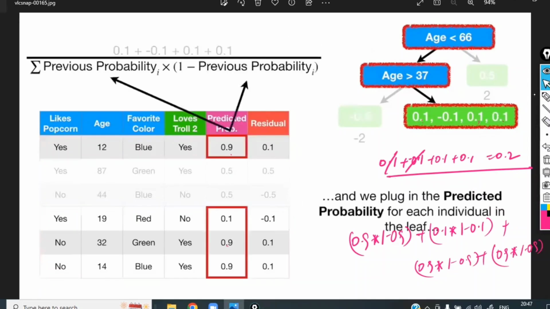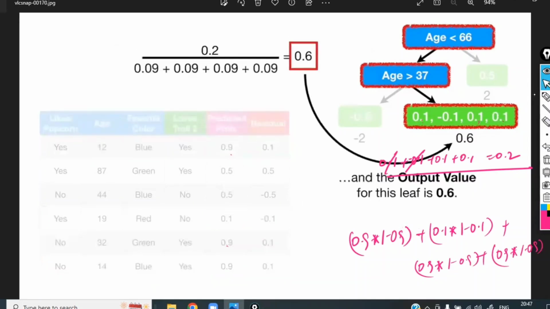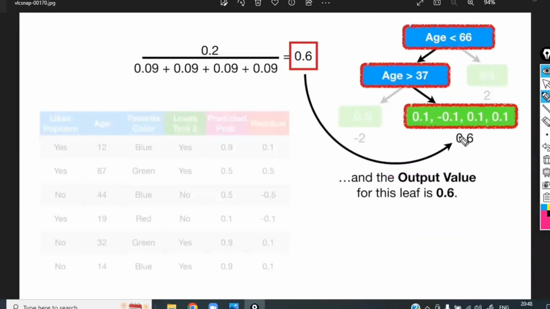That is, values divided by the four values. 0.9 into 1 minus 0.9 is 0.9 into 0.1, which is 0.09. 0.1 into 1 minus 0.1 is 0.1 into 0.9, which is 0.09. 0.9 into 0.1 is 0.09. 0.9 into 0.1 is 0.09. And finally, we have transformed the data like this: 0.6.